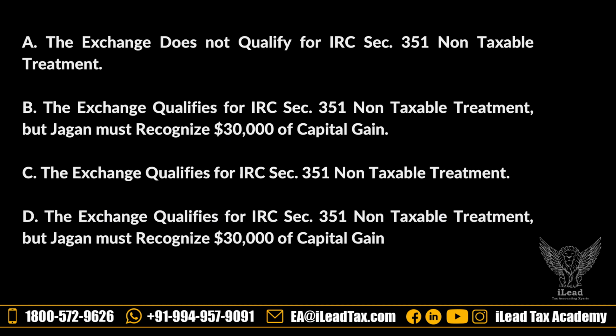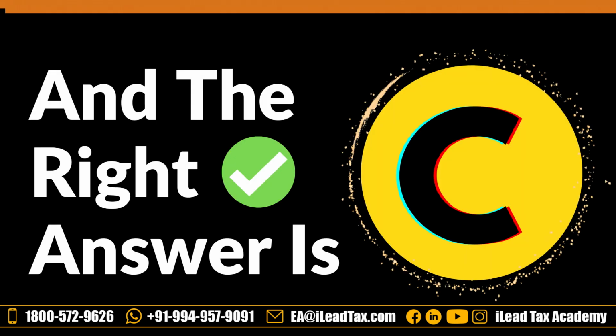So the options: option A, the exchange does not qualify for IRC section 351 non-taxable treatment. Option B, the exchange qualifies for IRC section 351 non-taxable treatment, but Jagan must recognize 30,000 of capital gain. C, the exchange qualifies for IRC section 351 non-taxable treatment. Option D, the exchange qualifies for IRC section 351 non-taxable treatment, but Jagan must recognize 30,000 of capital gain. Let's see the answer. The answer is C.